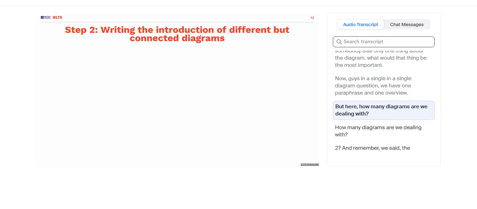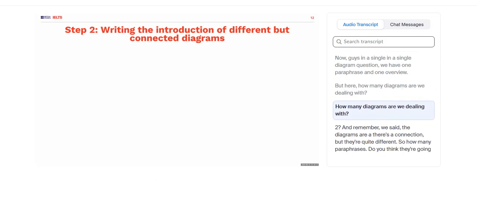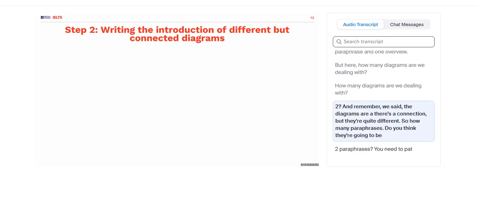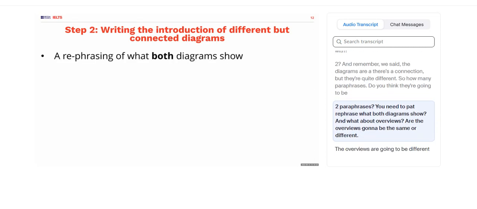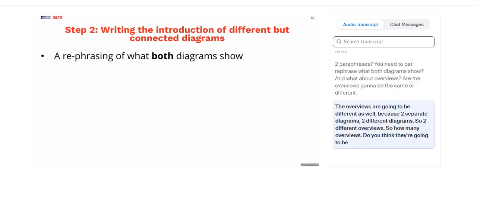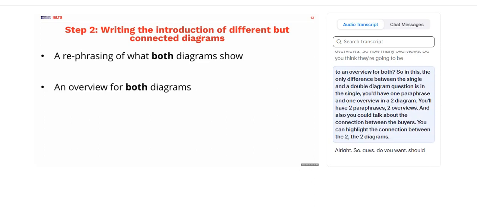But here, how many diagrams are we dealing with? Two. And remember, we said there's a connection, but they're quite different. So how many paraphrases do you think there are going to be? Two paraphrases. You need to rephrase what both diagrams show. And what about overviews? Are the overviews going to be the same or different? The overviews are going to be different as well because there are two different diagrams, so two different overviews. So how many overviews do you think there are going to be? An overview for both diagrams.